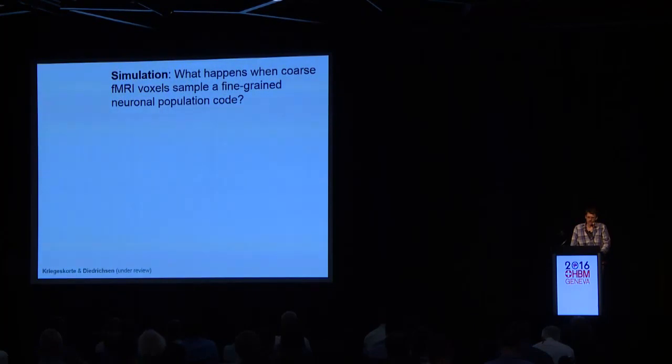So what does this look like? Here's a simulation trying to address what happens when coarse fMRI voxels sample a fine-grained neuronal population code.